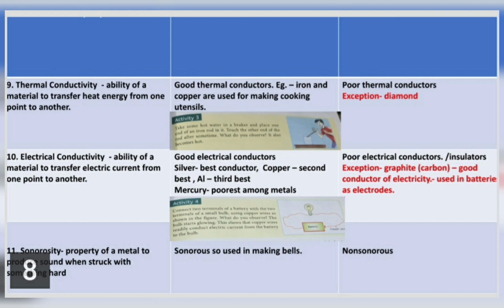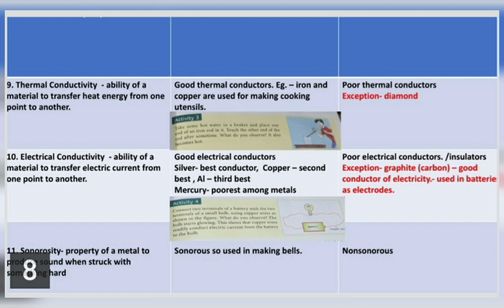The activity given in your book is that we can use testers to check whether a material is a good conductor or not. If we use a tester, which is a battery and a bulb, and if the bulb glows, that means the material is a good conductor. If the bulb is not glowing, that means the material is a bad conductor. Silver is the best conductor of heat and electricity, followed by copper and aluminium. And mercury is the poorest conductor among the metals.